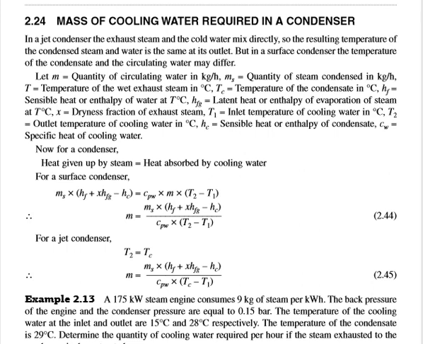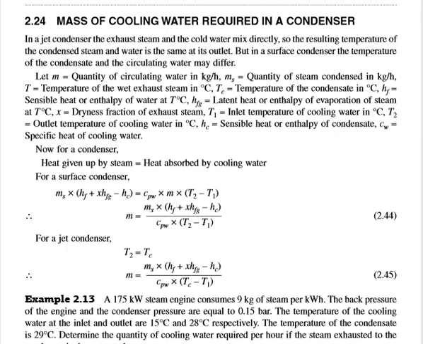Then we derive the equations. What are the derivations for that? First of all, consider the quantity of circulating water as m. Then ms is the quantity of steam condensed. The temperature of the wet exhaust steam is T, capital T, and Tc is the temperature of condensate in degrees Celsius.